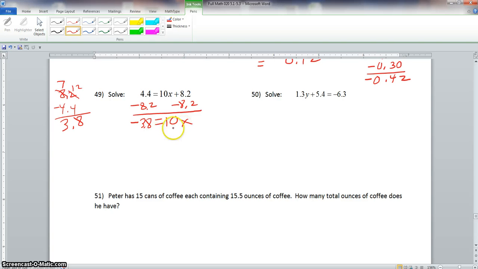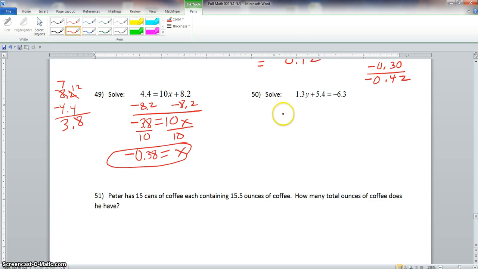Now, we have to divide each side by 10 to get x by itself. And now these 10 simplify out to 1, and 1 times x is x. Now we come here at negative 3.8 divided by 10. Now whenever we divide by a power of 10, that means we go to the left as many places as we have 0s here. So that means we would need to go 1 place to the left. So it'll be negative 0.38. So that is our final answer for that problem.